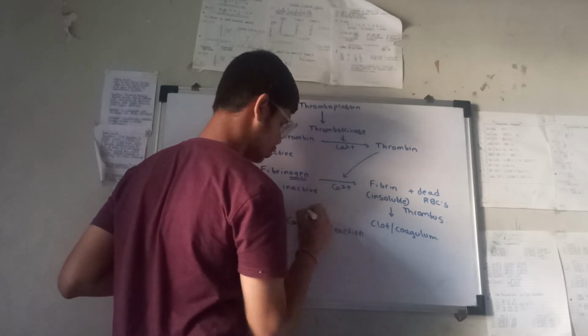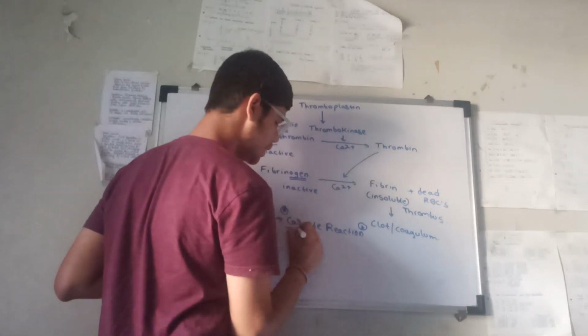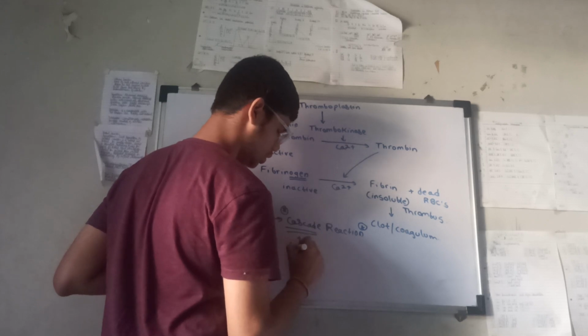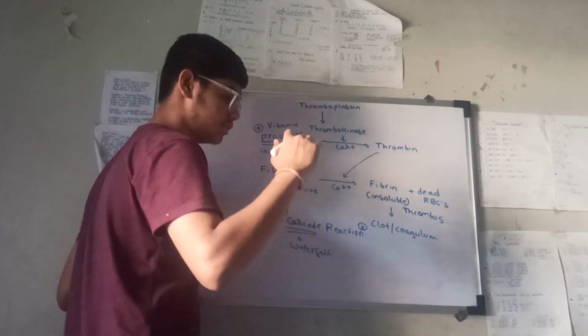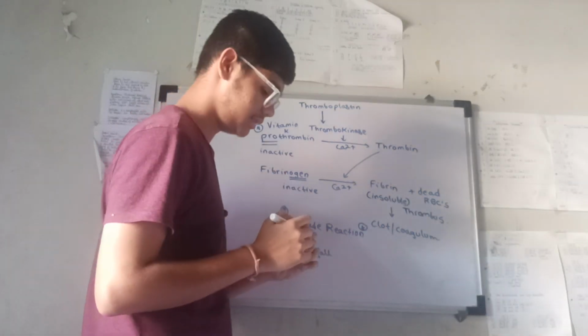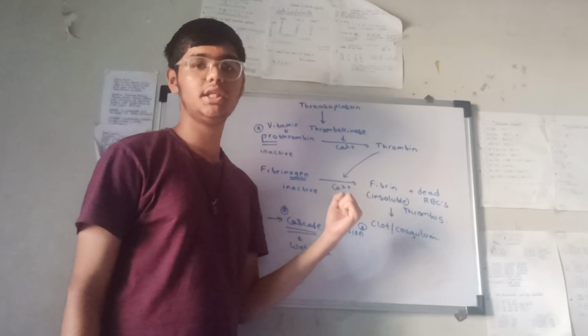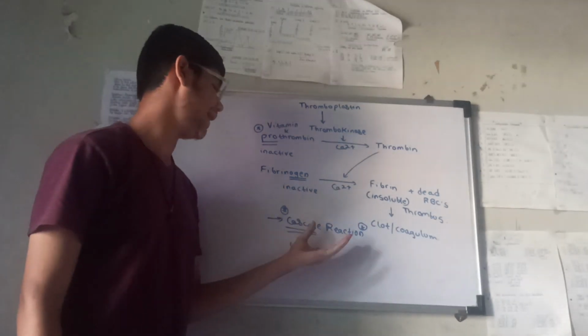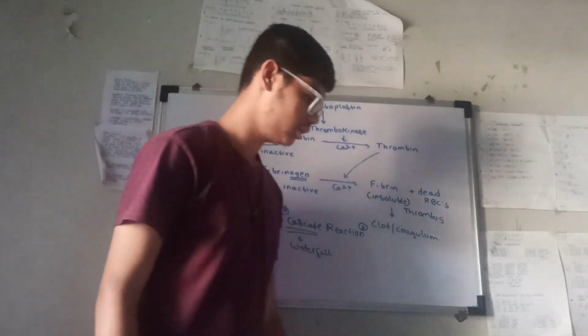Cascade reaction, why is it called that? Because cascade means waterfall. Just as waterfalls are stepwise and in series, these reactions are also stepwise and in series, hence they are called a cascade reaction.